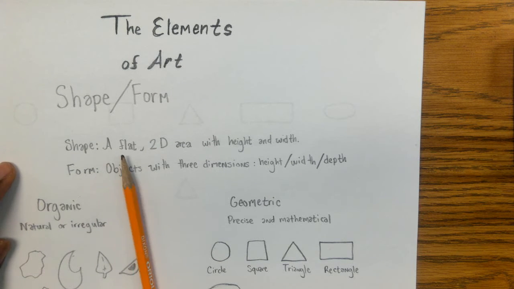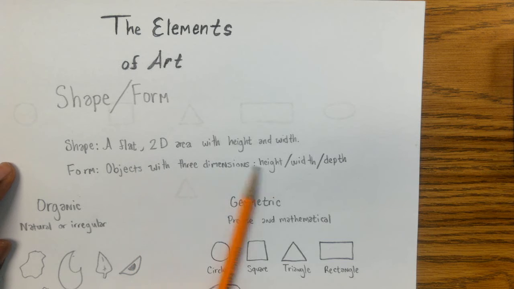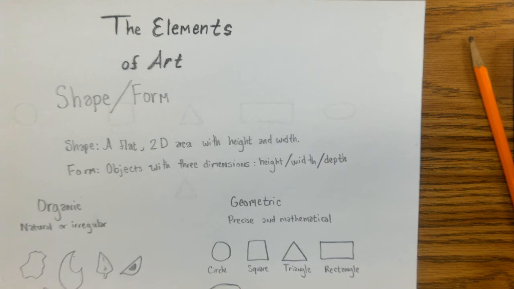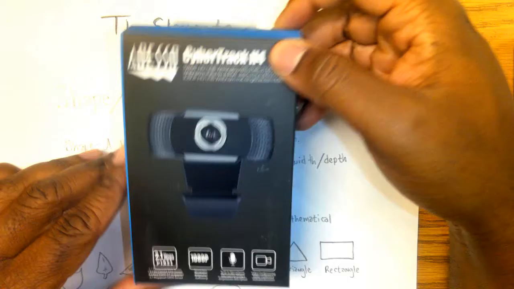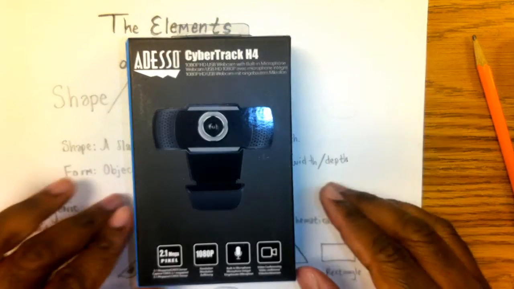Shape is a flat 2D area with height and width. So for example, let's look at this box here. Just where it is, and nothing else. What do we have here? A rectangle.